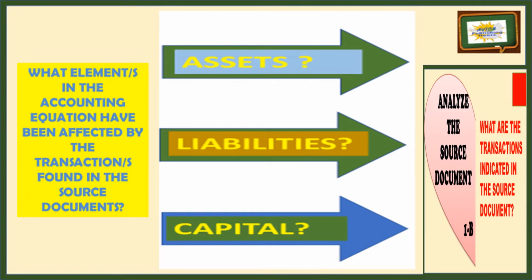What particular asset has been affected by the transaction? What particular liability has been affected by the transaction? And the same with capital. So you have to know the different account titles for assets, the different account titles for liability and capital.